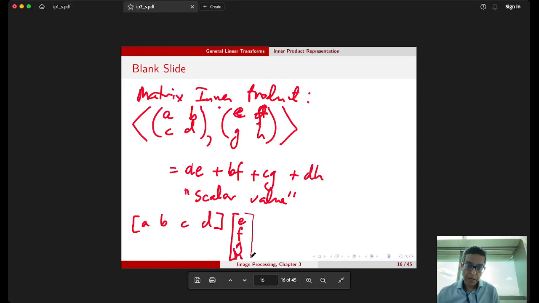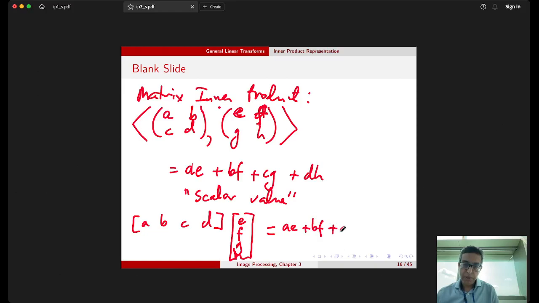Okay, and if you do a row vector by column vector, so this is a 1 by 4 vector multiplied by a 4 by 1 vector, the inner dimensions match. So 1 by 4 by 4 by 1 gives me a 1 by 1. So I get exactly this: AE plus BF plus CG plus DH.